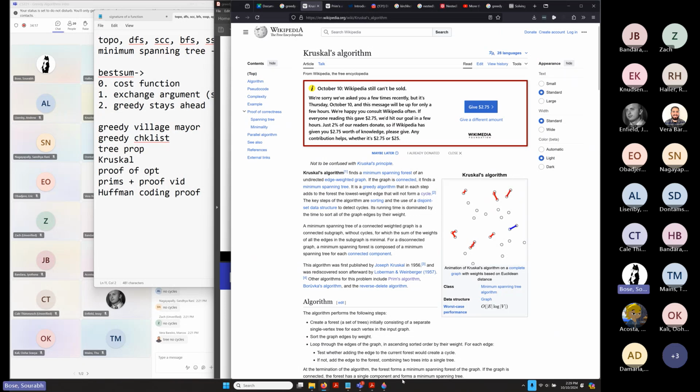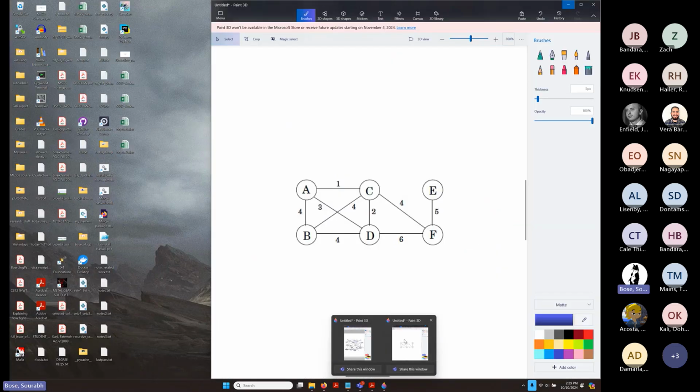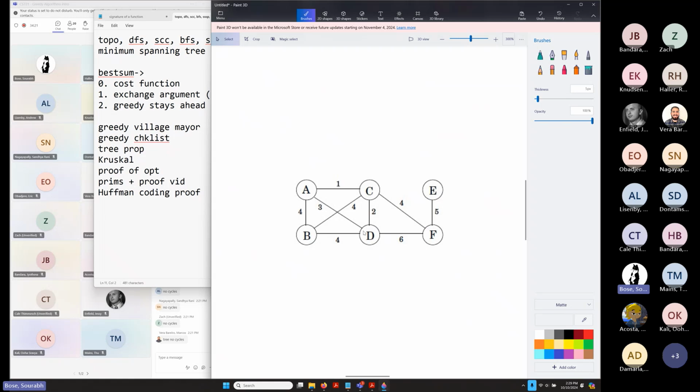Okay, so let's follow Kruskal's algorithm for this graph. Just to check if you are paying attention, can you tell me which edge has the minimum cost? Could you please type it out in the chat window? AC has the minimum cost. So I will pick AC.